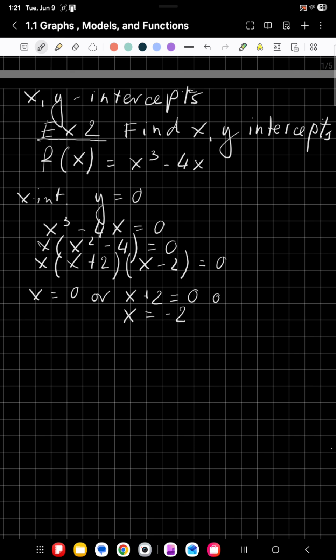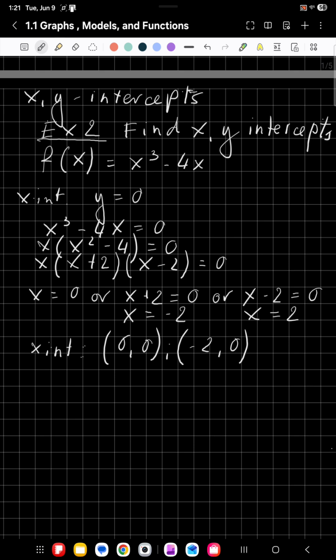And then the last one, we have x minus 2 equals 0. And so again, we solve it and we get x equals 2. All right, so we found 3 x-intercepts. Let's list them. The first one would be 0, 0. The second one will be negative 2, 0.